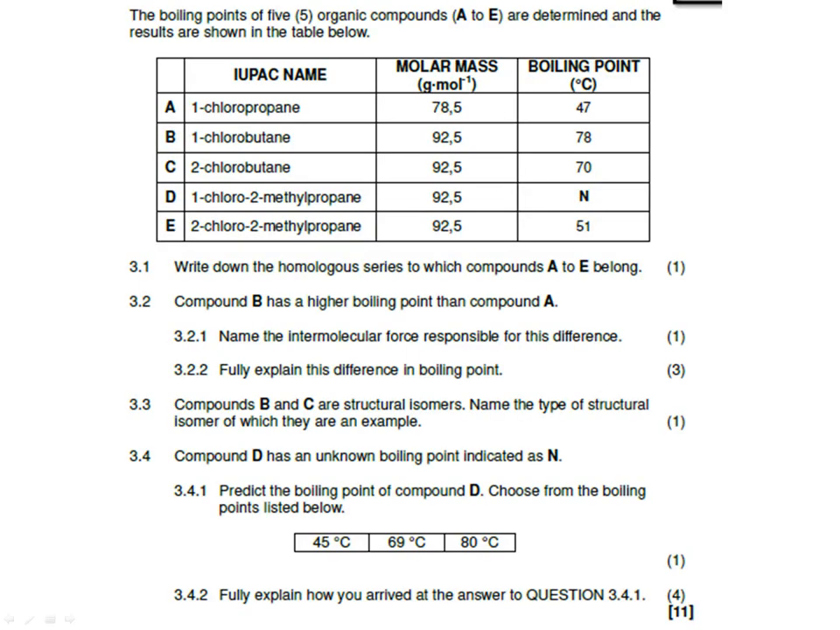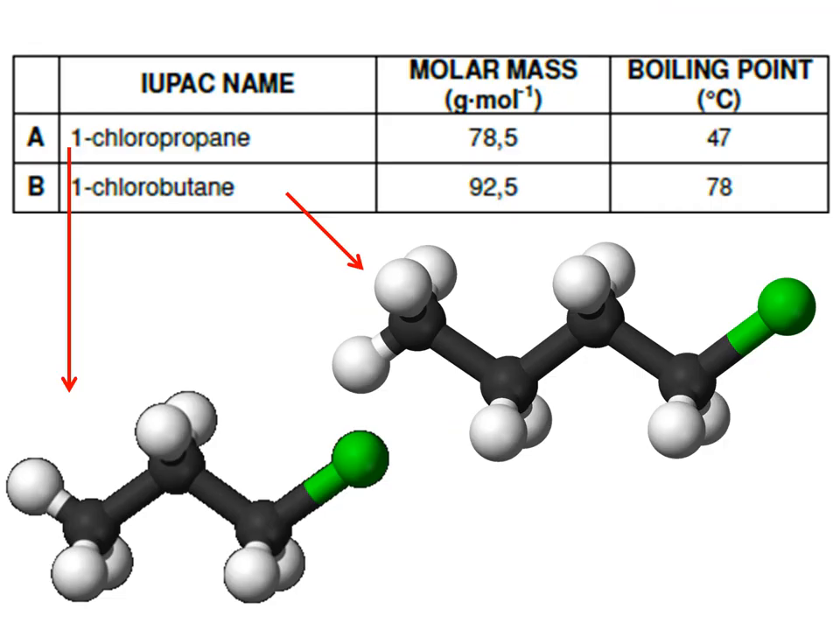Let's answer this question. Pause until you've tried it yourself. We're going to be applying our knowledge of physical properties of organic compounds to answer these questions. The first step is to make sense of the information that we've been given in the table. Convince yourself that these are the correct structures for 1-chloropropane and 1-chlorobutane.